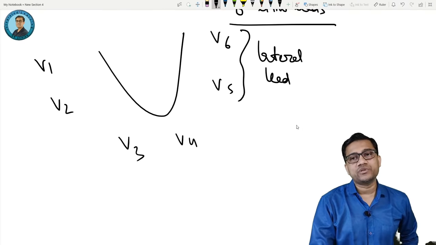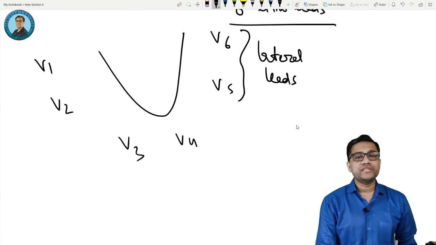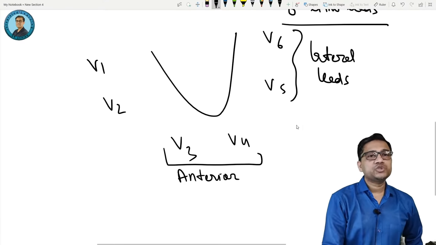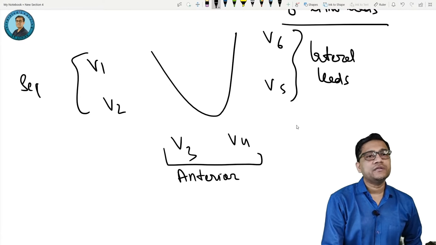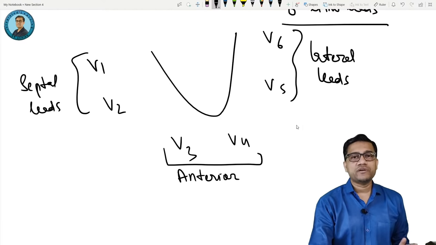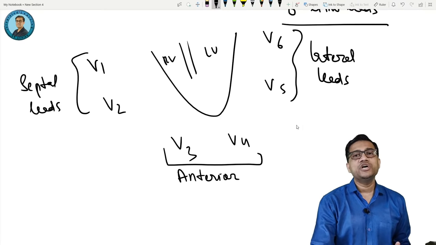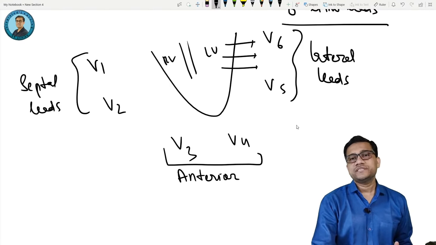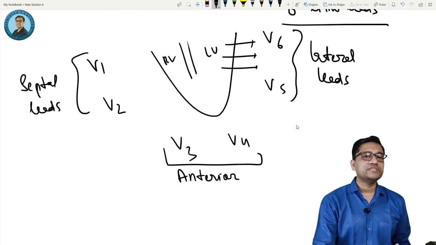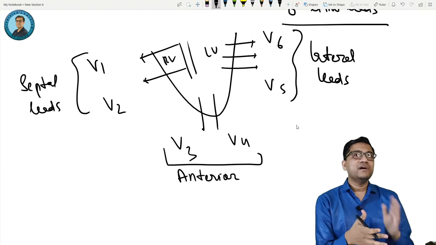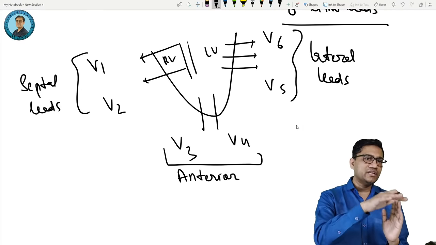So lateral leads, they are called lateral leads. These two are anterior leads. Are you clear? And these two are septal leads. So you will remember them. This is the IV septum. Here is the IV septum, so that's with the right ventricle. This is the left ventricle. So it's basically this side, the septal side. This is the anterior part. I hope now you can remember. Don't say it's not the right ventricle. The right ventricle is shown, but I'll tell this later.